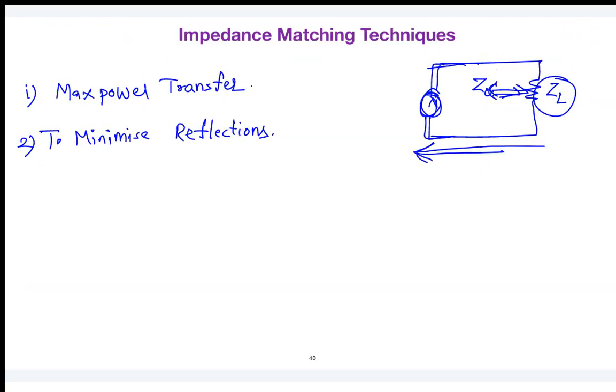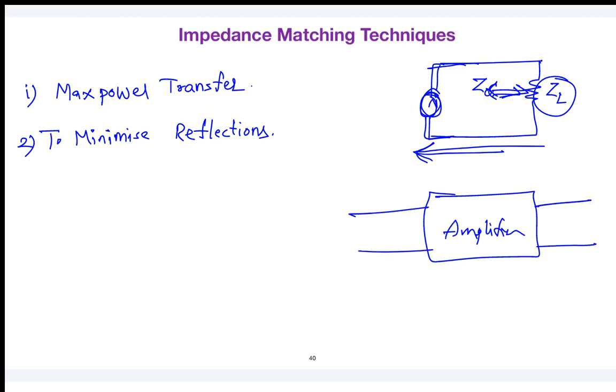Thank you. So when you see any RF amplifier, they used to give a caution: don't operate the amplifier without connecting any load. When you have a power amplifier, they used to mention you should not switch on the amplifier without connecting any load. Can you tell me the reason why?